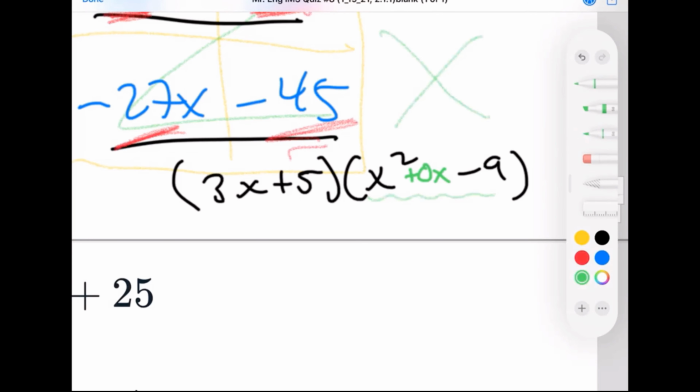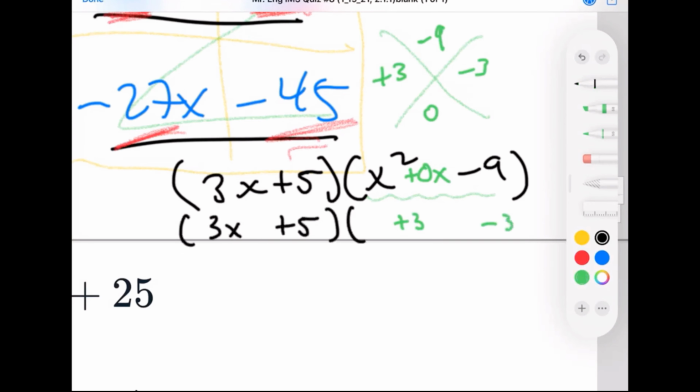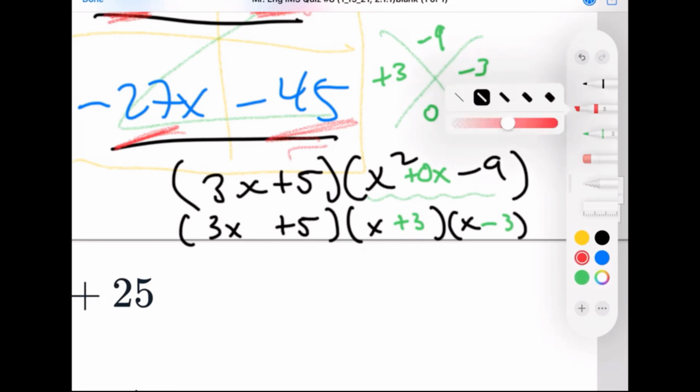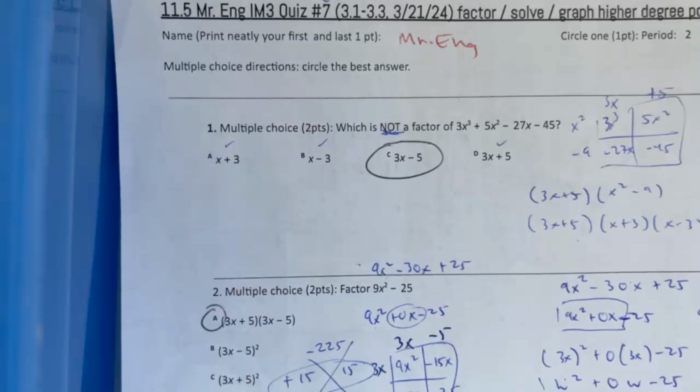So a times c would be negative 9. My b value would be 0. My 2 numbers are 3 and negative 3. Okay, so this would leave us with 3x plus 5 and x plus 3, x minus 3 is our answer. So here is my answer.